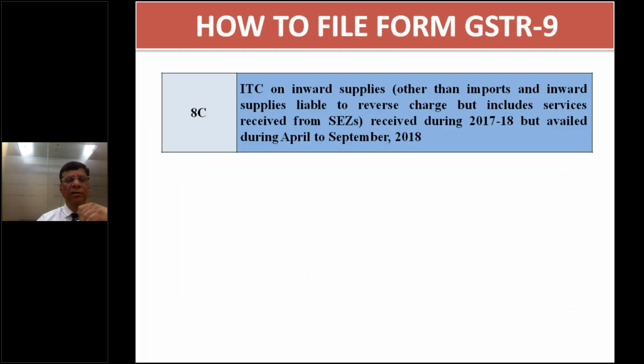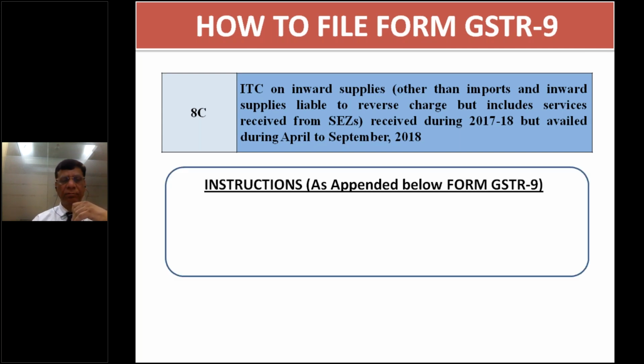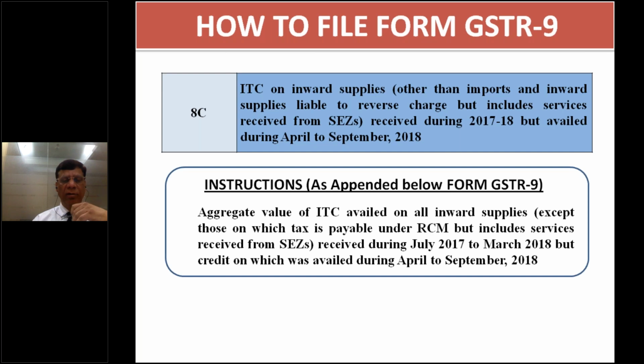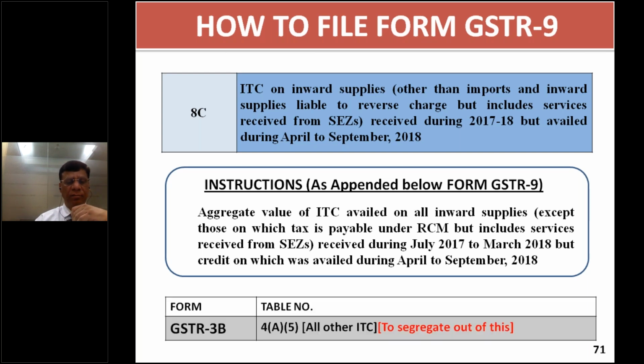Then 8C contains ITC on inward supplies other than imports and inward supplies liable to reverse charge, but includes services received from suppliers, received during 17-18 but availed in subsequent years. The aggregate value of ITC availed on all inward supplies, except those on which tax is payable under RCM, but includes services received during 17-18 but the credit on which was availed in the subsequent year. This particular information can be taken from 4A5.